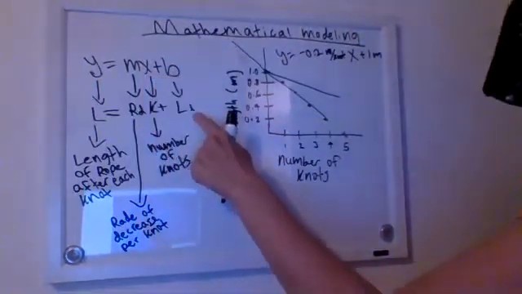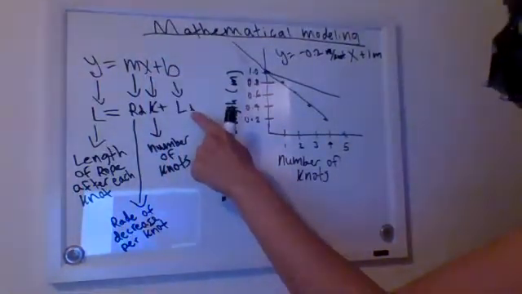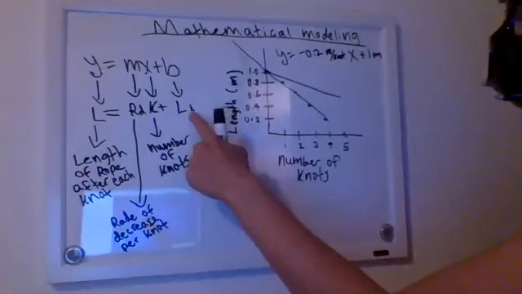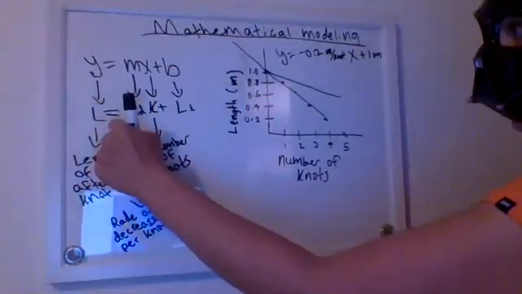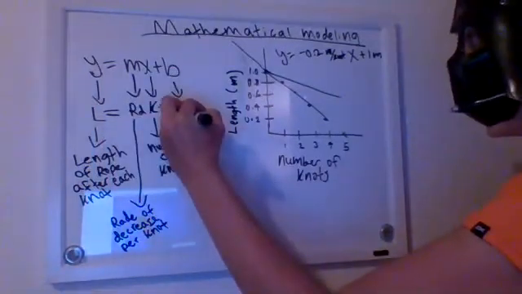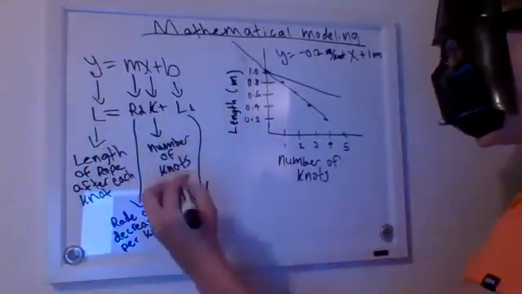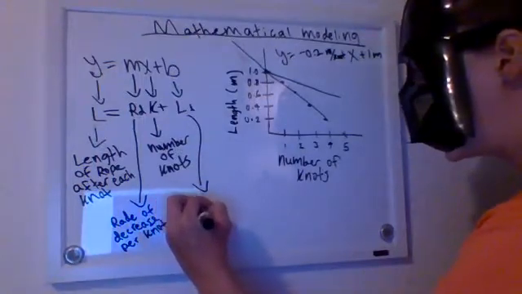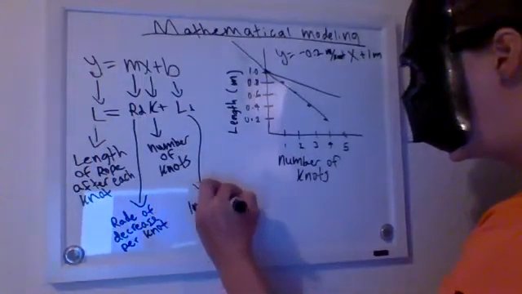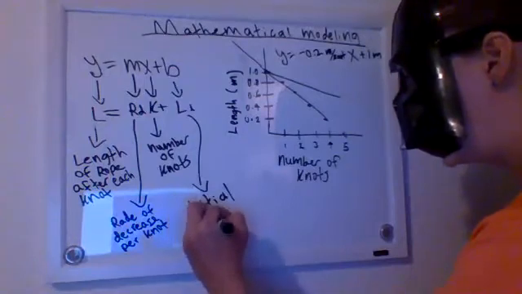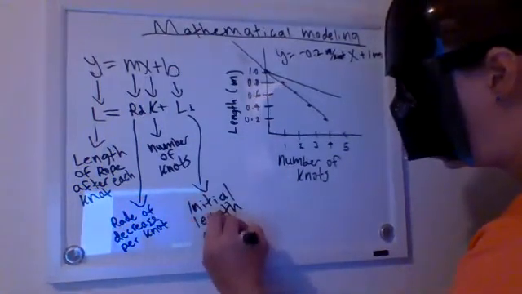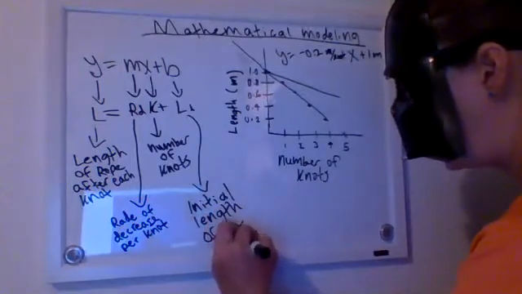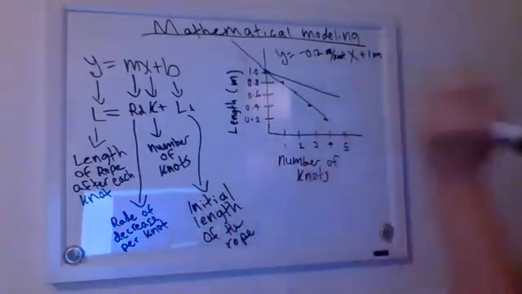In physics, often we do a little i to say initial. And you could actually do a little f here to say final. L final and L initial. All right. So I'm going to define this variable. This is the initial length of the rope. Cool, cool, cool.